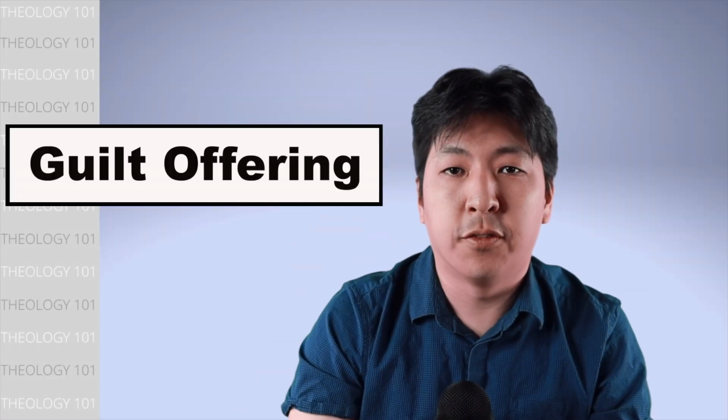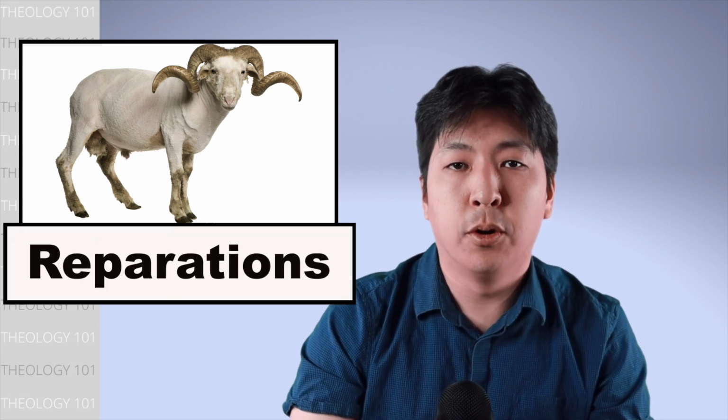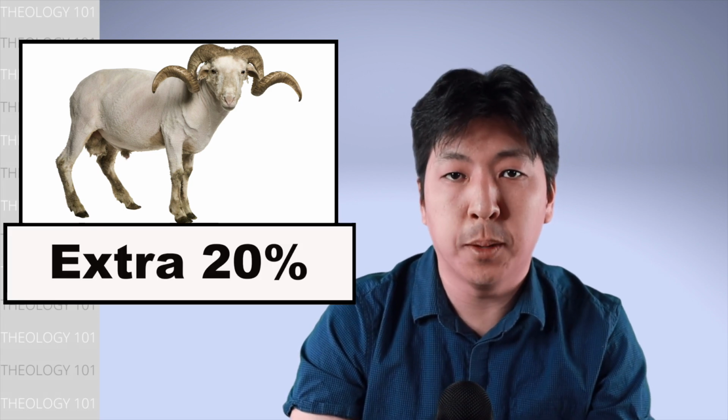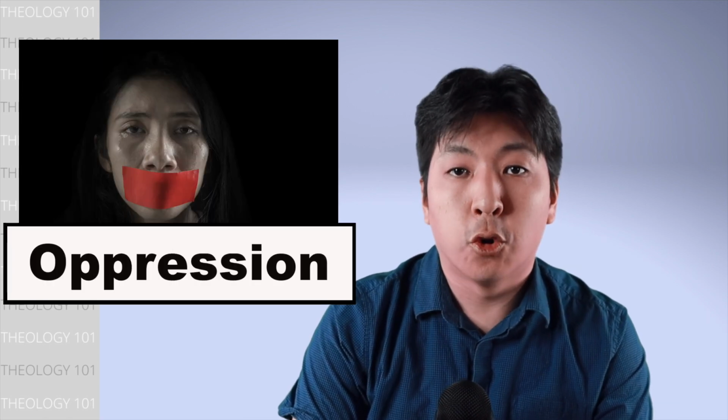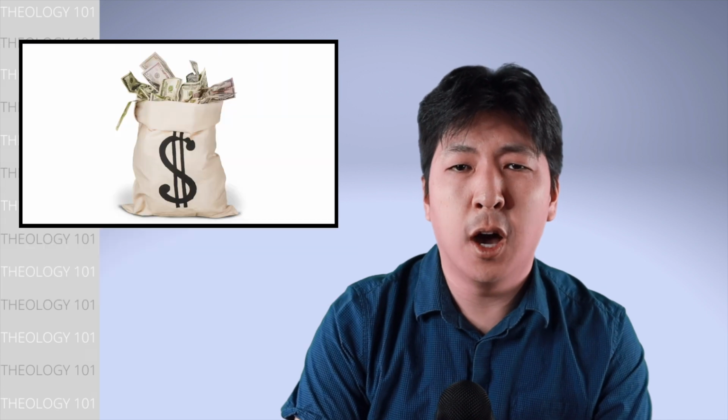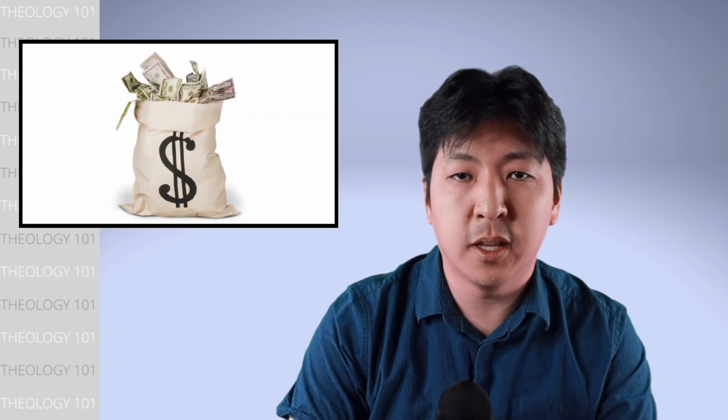Fifth is a guilt offering. The animal for this offering is a ram, and the purpose of this offering was for reparations. For example, if a person forgot to fulfill a vow or accidentally ate food that was reserved for the priest, then the offender had to bring a ram to compensate the priest plus an extra 20%. This offering was also for social justice issues such as robbery, oppression, or extortion. The offender would have to compensate for the losses of the victim plus 20%.